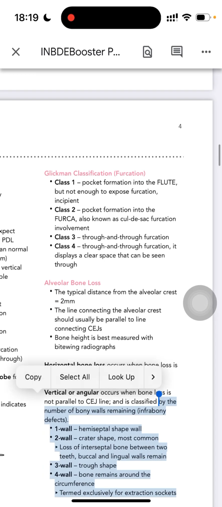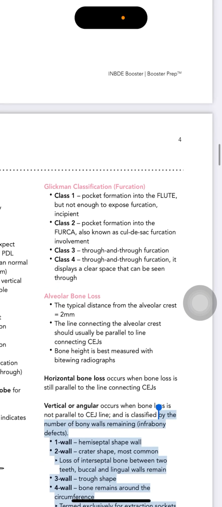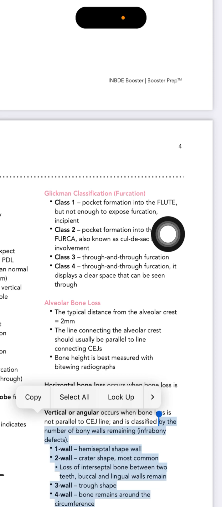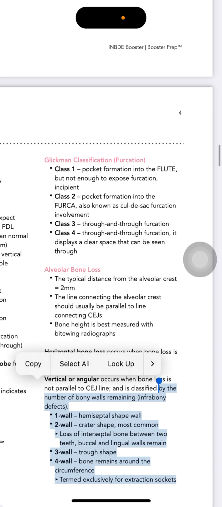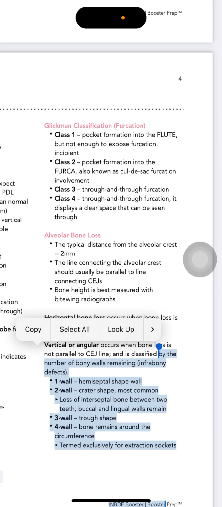Glickman classification, furcation. Class 1: incipient, pocket formation into the fluting but not enough to expose the furcation. Class 2: pocket formation into the furca, also known as a cul-de-sac furcation involvement. Class 3: through-and-through furcation. Class 4: through-and-through furcation that displays a clear space that can be seen through.